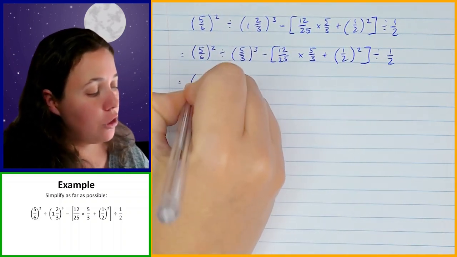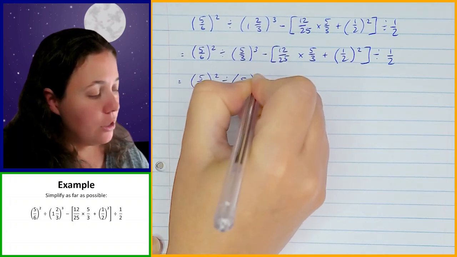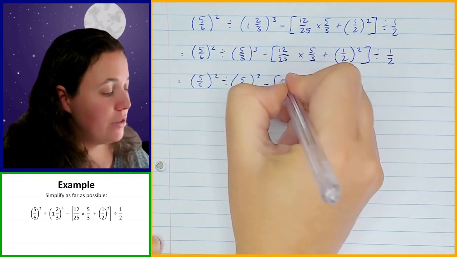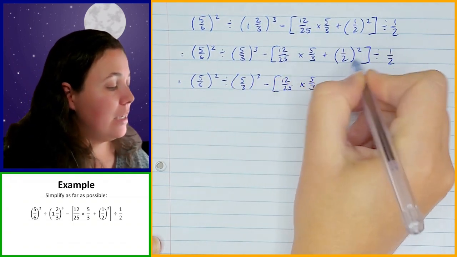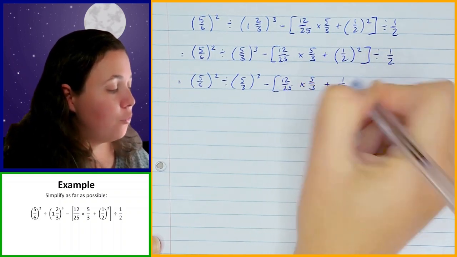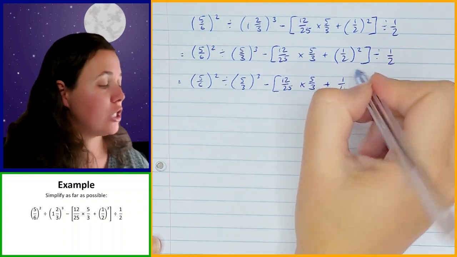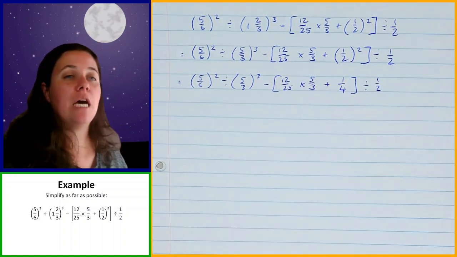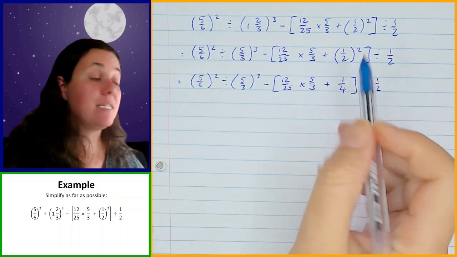I've got 5 over 6 squared divided by 5 over 3 cubed. That's not changing for now. I'm just going to be doing the exponent inside here, so everything else stays the same. Then over here, a half squared becomes plus 1 over 4. Remember, when we are applying an exponent to a fraction, we do the top and the bottom. So it's going to be plus a quarter. And then divide that by a half outside the brackets. Now I've done the exponents part of BEDMAS inside my brackets.